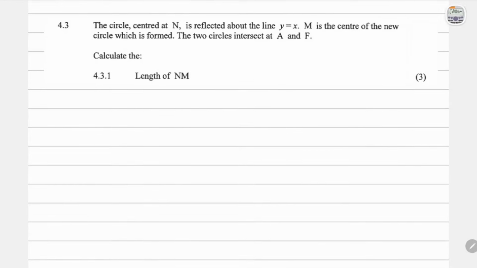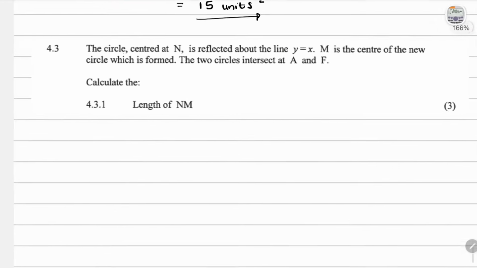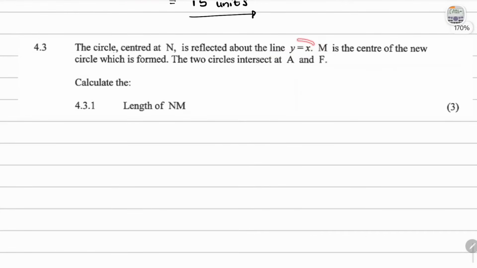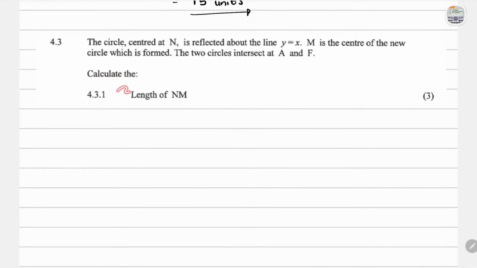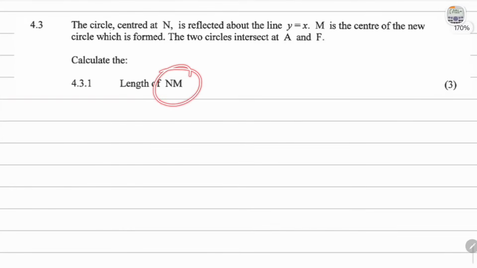Question 4.3 says, the circle centered at N is reflected about the line y equals x. Okay, so this becomes the inverse of that circle. M is the center of the new circle which is formed. The two circles intersect at A and F. So keep that in mind. And they wanted to calculate the length of 4.3.1, NM.